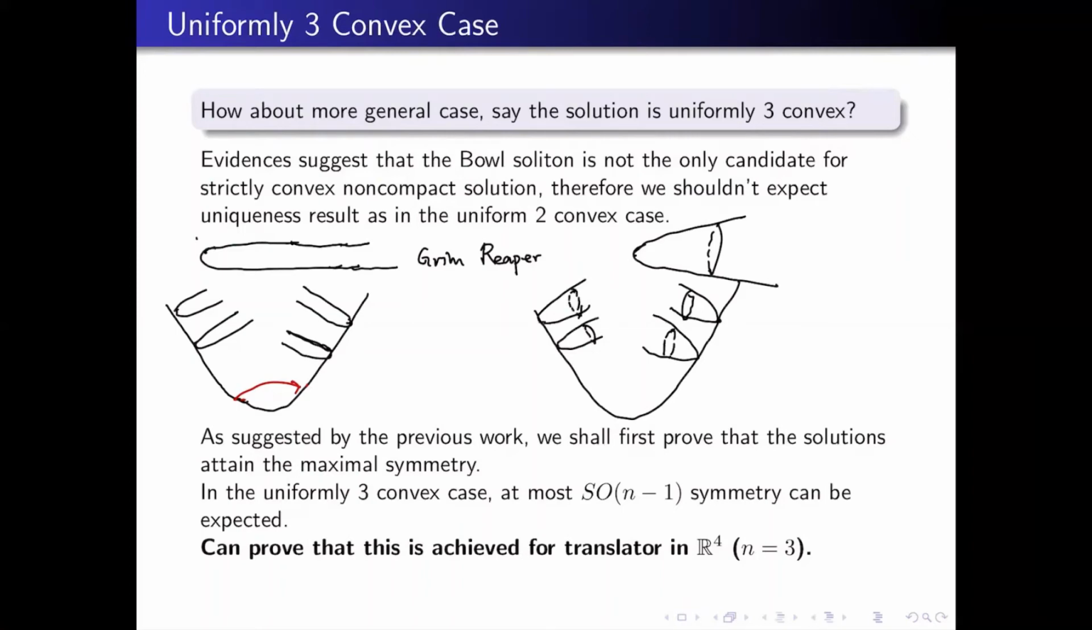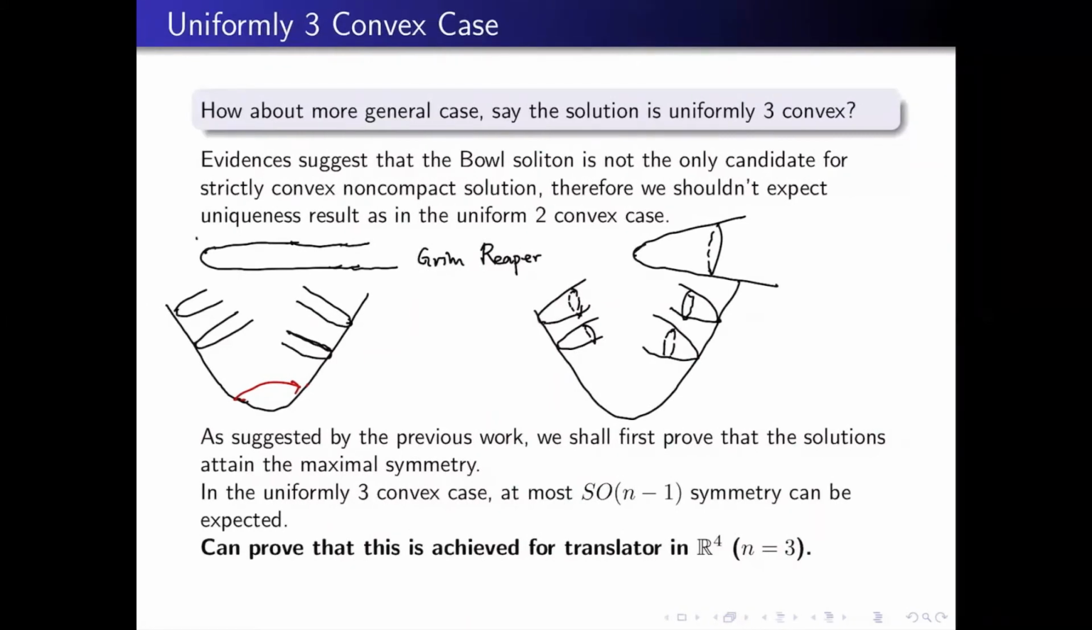And also we can tilt these two wings and try to make some angles between them, smooth the corner. And then it is expected that such a solution should exist. Okay, let me add to it. So this is the translating soliton. So it is, of course, ancient. And we expect that this kind of picture is also a translating soliton. So this would suggest that uniqueness should fail. But we can do something.